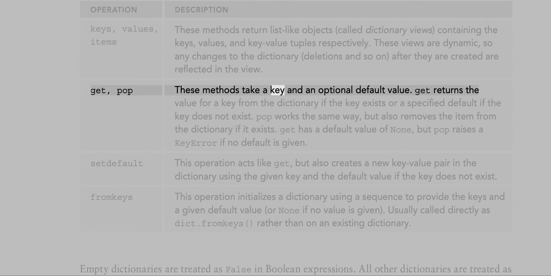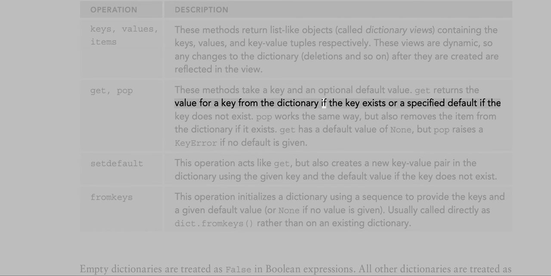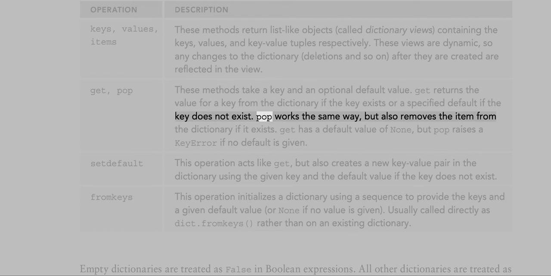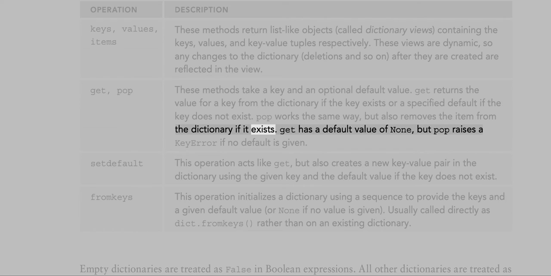get, pop: these methods take a key and an optional default value. get returns the value for a key from the dictionary if the key exists, or a specified default if the key does not exist. pop works the same way, but also removes the item from the dictionary if it exists. get has a default value of None, but pop raises a KeyError if no default is given.